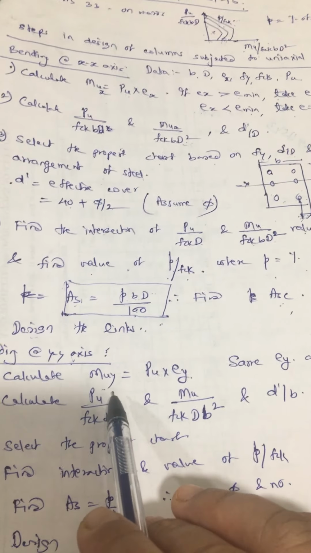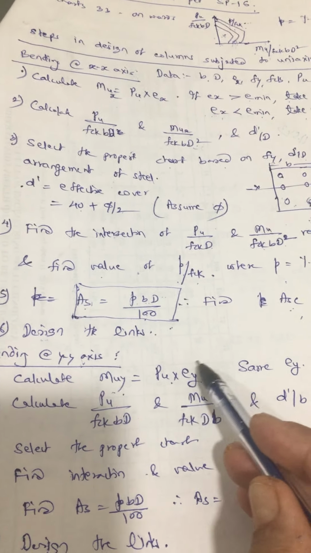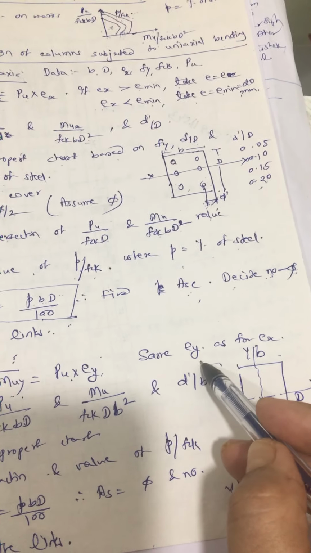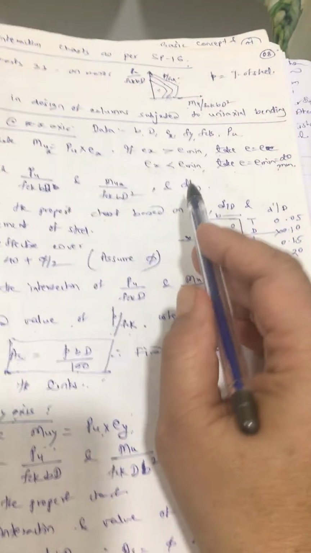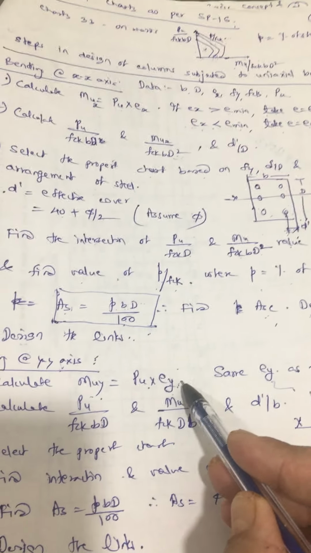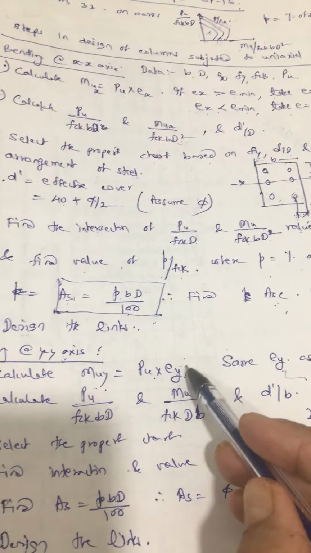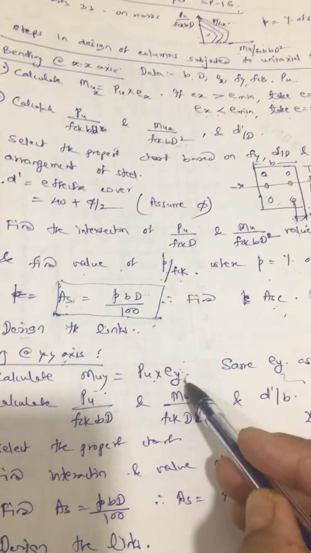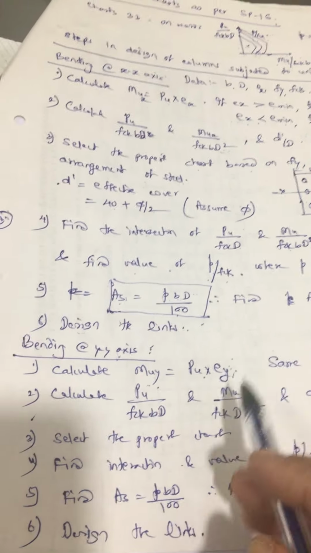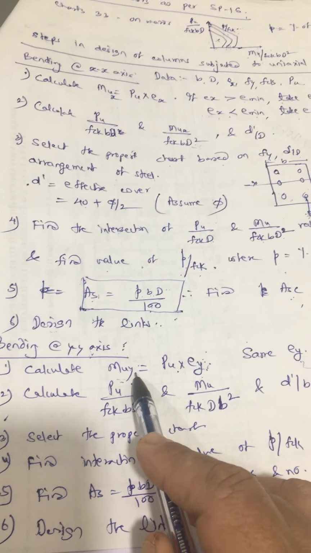So we have to calculate MUY equal to PU into EY, where EY is the eccentricity about Y axis, which is to be calculated in the same manner as we calculated for EX. In short, EY, if it is greater than minimum eccentricity, you have to consider actual eccentricity as EY. But EY, if it is less than minimum eccentricity, you have to consider EY equal to 20 mm. So you get the value of bending moment about Y axis.